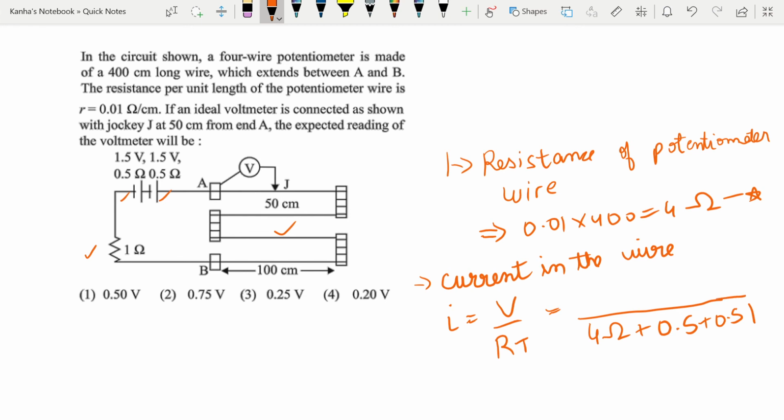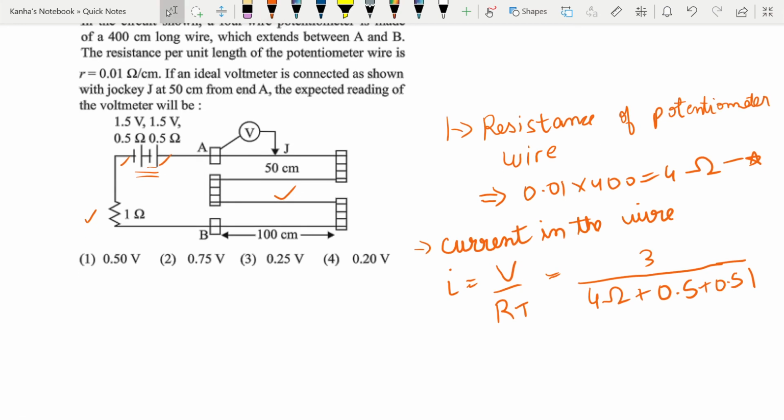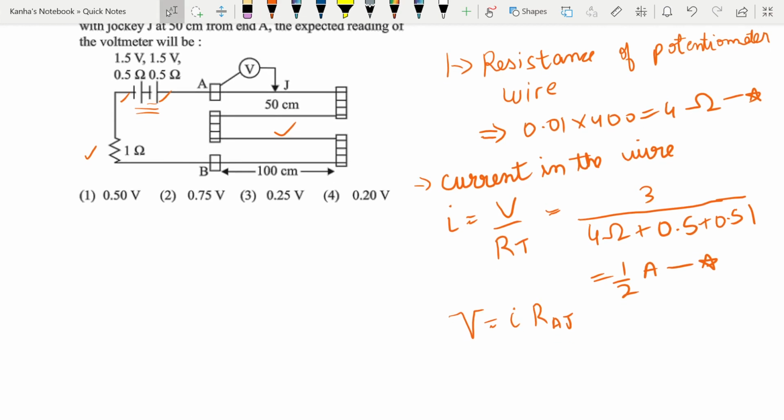And the V is already known, so it's 1.5 plus 1.5 because they are adding in series and they are of the same polarity. So I have the voltage as 3. So I can get current is equal to half ampere. Now I know that my V is equal to I into R between AJ. Okay, resistance between AJ. So this is nothing but half into 0.01 into 50, because 50 centimeter length has been given, is equal to 0.25 volts.